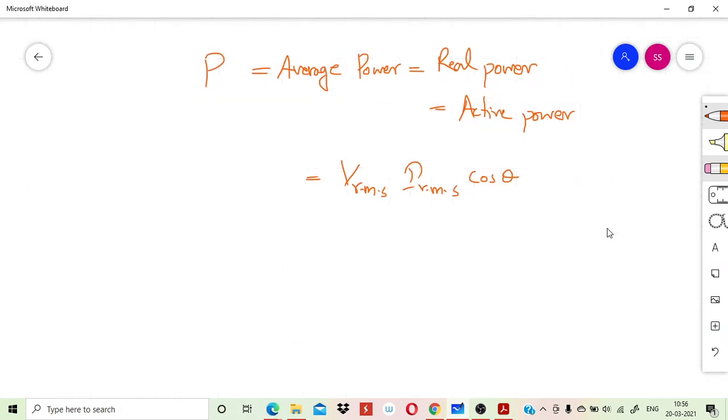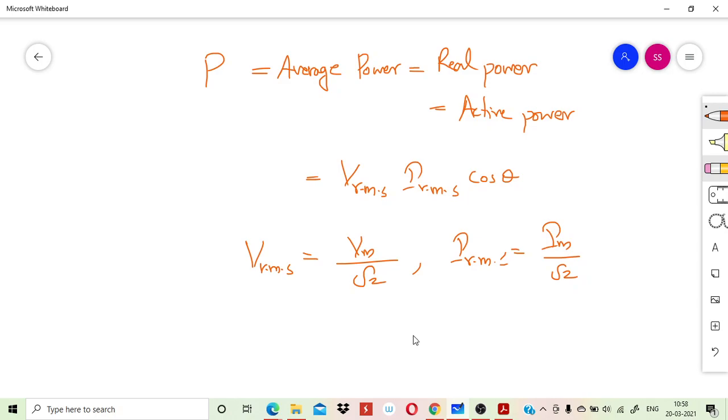Here VRMS will be equal to Vm by root 2, and IRMS will be equal to Im by root 2. So this will be our active power.